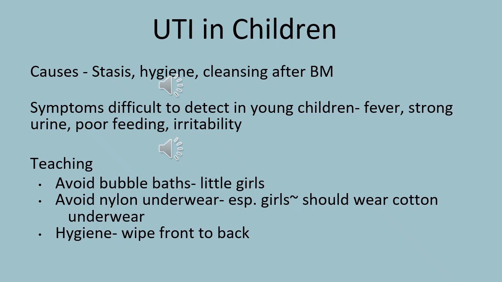Symptoms of a UTI can be difficult to detect in young children. However, fever, strong urine odor, poor feeding, and irritability can be reported by parents. Diagnosis usually involves urine specimen collection and analysis. A quick dipstick can be done in the office to check for white blood cells or nitrites. Urine specimen collection can occur with the child voiding in a cup or a urine collection bag. You can also use a straight cath to obtain a specimen. Following treatment, parents should be educated on the prevention of recurrent UTIs.